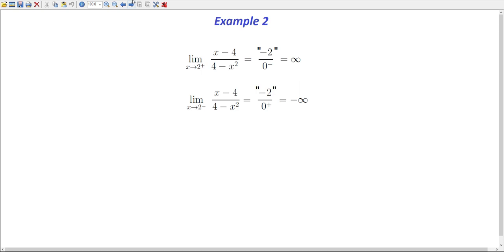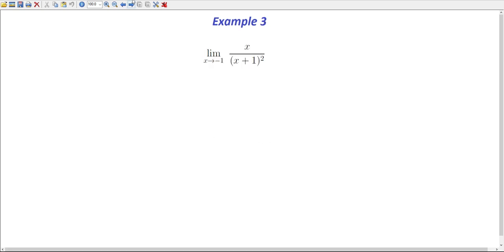Again, since we have to use different symbols on both sides, we end up with the limit as x goes to 2 of x minus 4 over 4 minus x squared does not exist. There's no single symbol we can write that indicates why it doesn't exist.